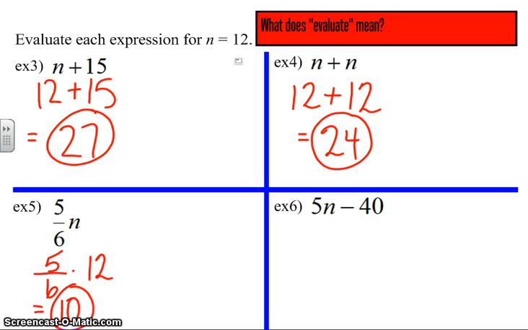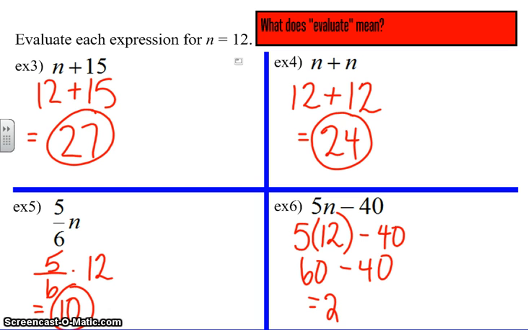In example 6, 5n minus 40, we are going to do 5. All right, please excuse the fire drill. Continuing with example 6, 5n minus 40. So we have 5 times n is equal to 12. We can use parentheses to represent multiplication. Minus 40. We know that 5 times 12 is 60. And 60 minus 40 is equal to 20. So our simplified answer for number 6 is 20.